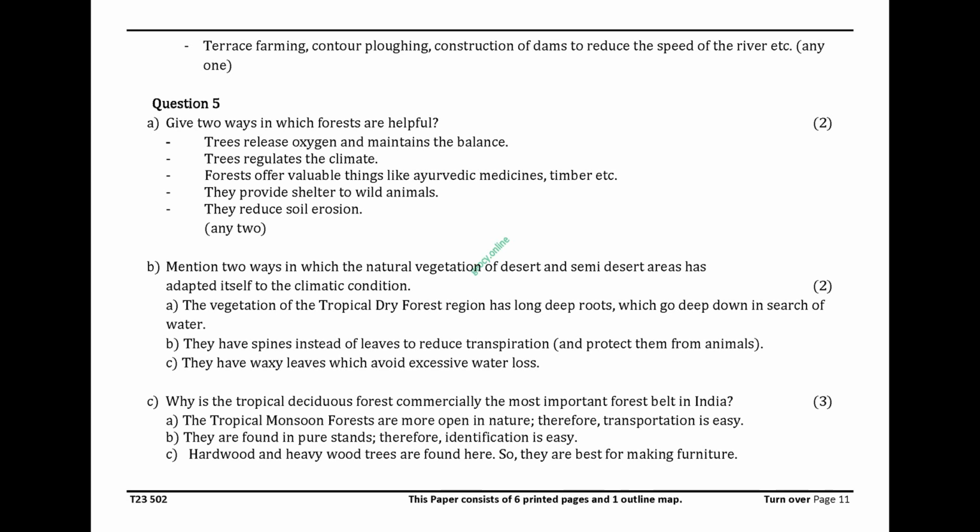Why is the tropical deciduous forest commercially the most important forest belt in India? The tropical monsoon forests are more open in nature, therefore transportation is easy. They are found in pure stands, therefore identification is easy. Hardwood and heavywood trees are found here. So, they are best for making furniture.